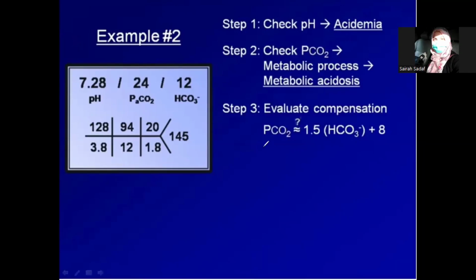Let me do it with you. 1.5 multiplied with 12. And then we have 8. And then we have plus minus 2. Now 1.5 multiplied with 12. Now multiply it. Okay, this is 18. This is 18. 18 plus 8 is equal to 26. And this is plus minus 2. So this is in. Now tell me. It's compensated. Well done. Yes, it's compensated.